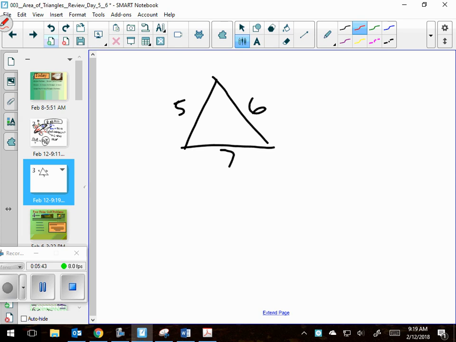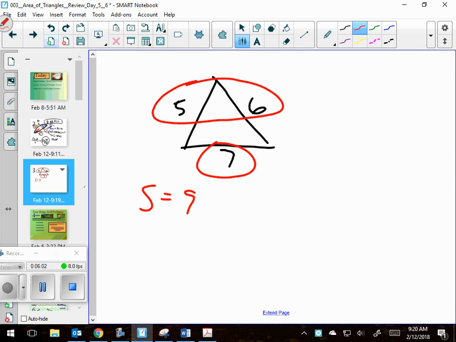Let's just do the semi-perimeter of this thing. 5 and 6 makes 11 plus 7 is 18, so I'd use 18 as my S. Oh, what's that actually? 9. Semi-perimeter is 18 divided by 2. Semi means half of. So our S is 9. Use that and figure out the area using Hero's law.